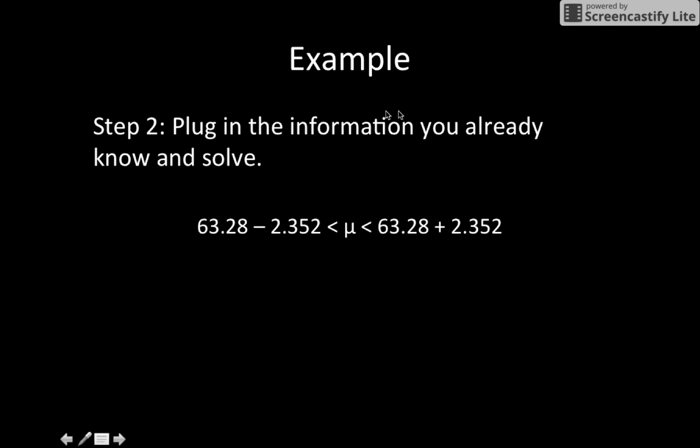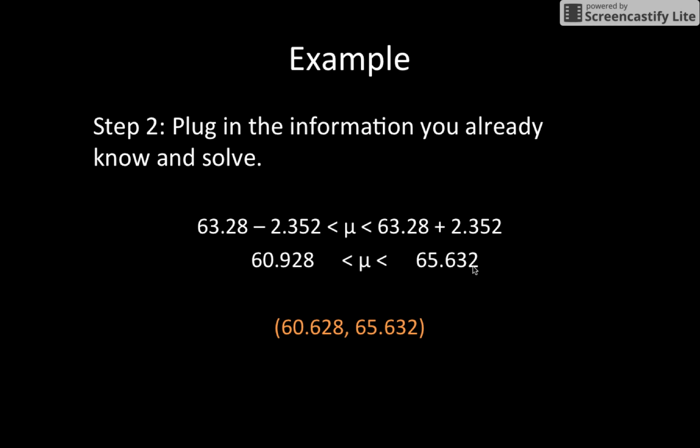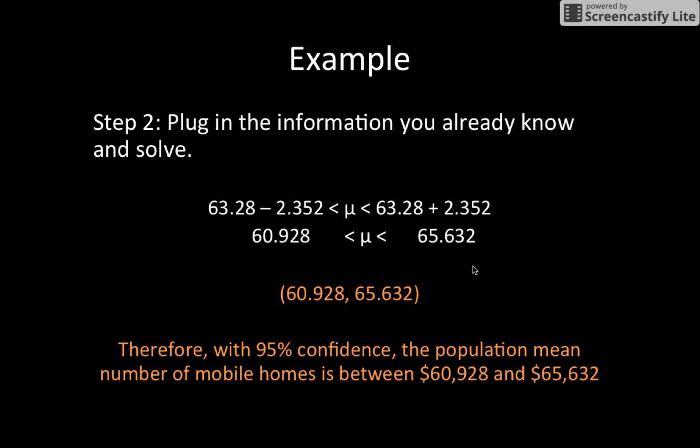So here you have 63.28 minus 2.352, and on your other side you have 63.28 plus 2.352, which gives you 60.928 and 65.632. And those would be your confidence intervals.